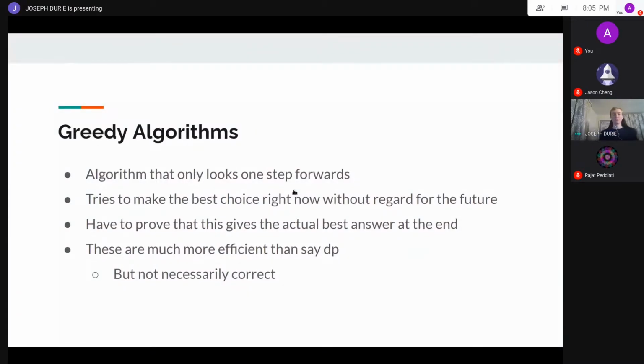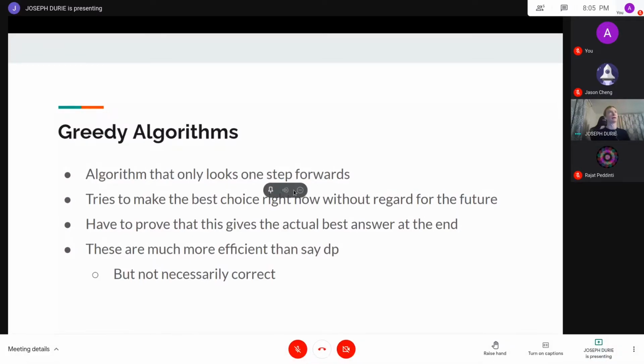You guys are probably somewhat familiar with greedy algorithms, but basically the idea is you have some process that's going to take some number of steps, and you want to achieve the best outcome at the end of these steps, for some definition of best. You want to optimize something, like maximize it, minimize it, whatever. And then in a greedy algorithm, you only look one step forward and you make the best choice you can right now without thinking about what happens in the future.